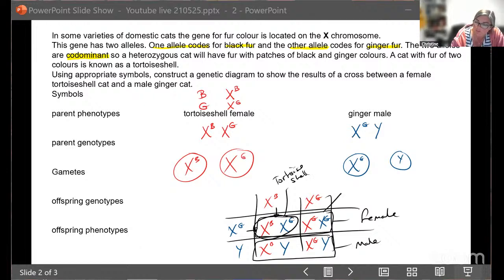here. This one would be ginger. This one would be black. And this one would be ginger. So if they were to ask a question like that, that's what they're looking for.